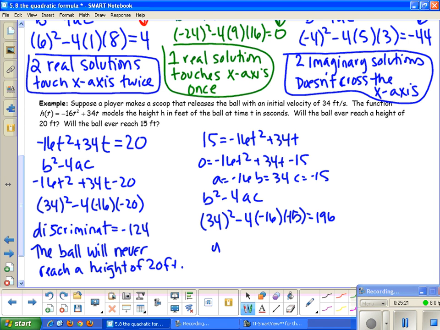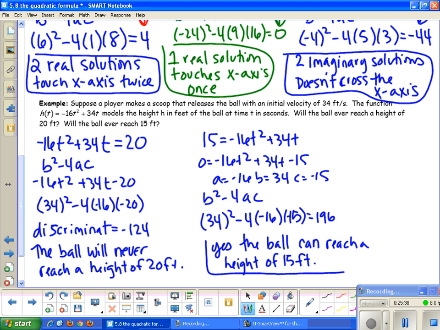So yes, the ball can reach a height of 15 feet. Now, if I wanted to figure out the time at which the ball reaches 15 feet, then I would actually do the entire quadratic formula out and solve. Or if we go to our graph in our calculator, I'm going to put this into my graphing calculator. So I put this in my graphing calculator, y equals.